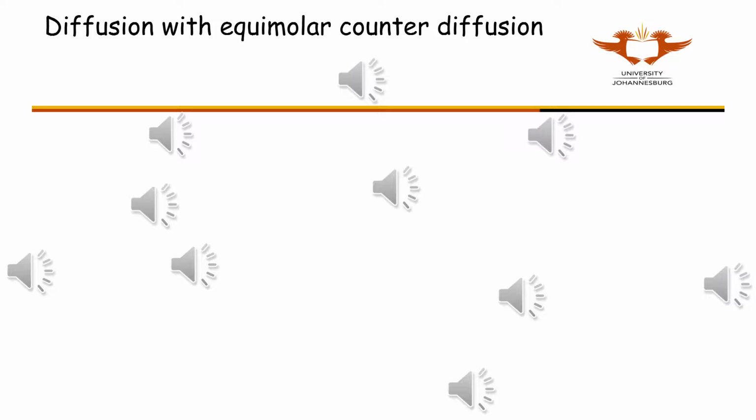You are dealing with a gas consisting of a mixture of A and B molecules. Equimolar counter-diffusion means that the rate of diffusion of A to the right is the same as the rate of diffusion of B towards the left. Towards the left is in the negative direction.